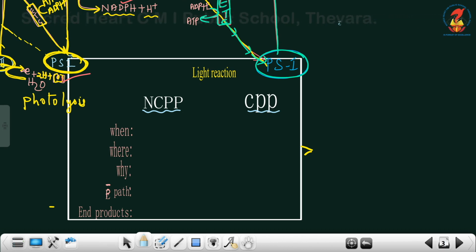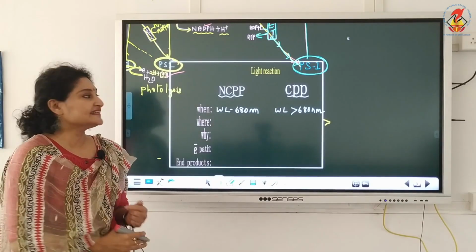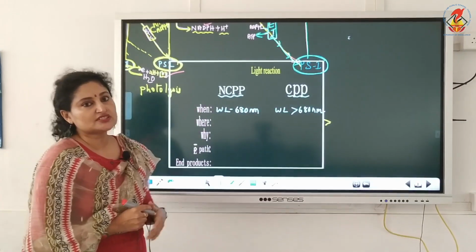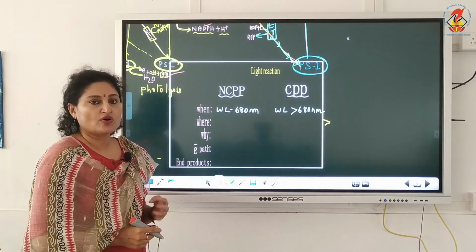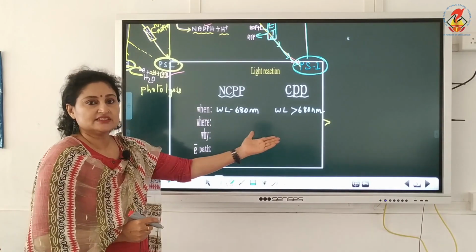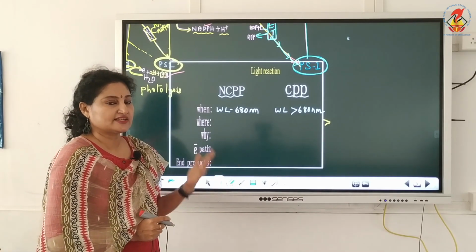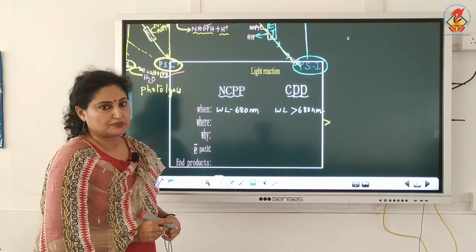Remember, NCPP occurs when light of wavelength 680 nanometers is present, whereas CPP occurs when light of wavelength more than 680 nanometers is present. That means when there is high light intensity, CPP occurs. Whereas when the wavelength is 680 nanometers, which event occurs? NCPP. That is why all the plants show NCPP, but bacteria can show CPP at high light intensity like 700 nanometers, where it will be operating the CPP.